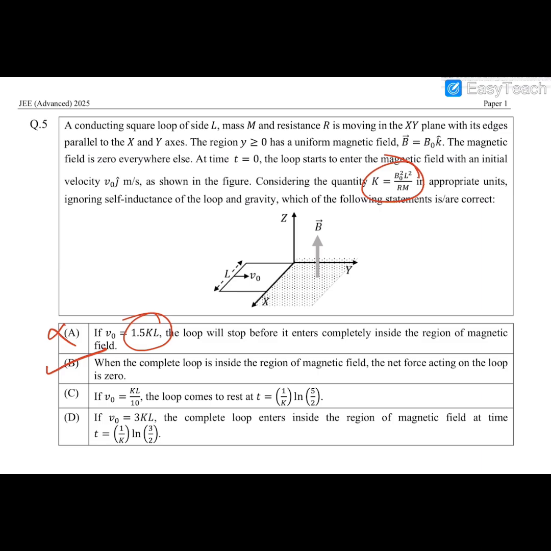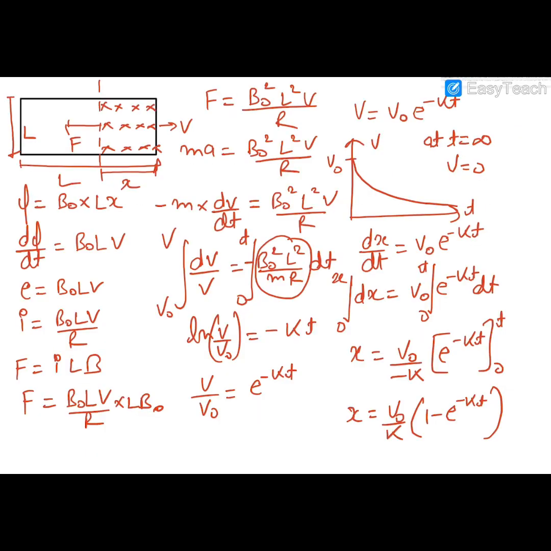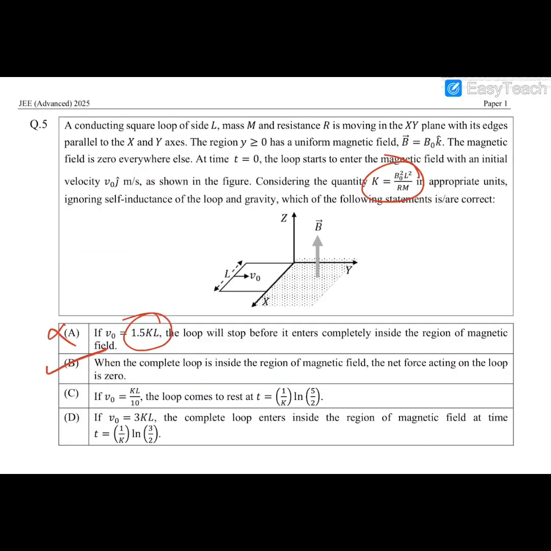Now for the C option, if V naught is equal to kL by 10, loop comes to rest in this time. So V0 is anything. Whatever be the value of V0, the loop will come to rest at t is equal to infinity only. Okay, so this is also a fact that if the loop will enter the magnetic field before coming to rest, then it will always keep on moving with the same constant speed inside the magnetic field. So C option is also incorrect.